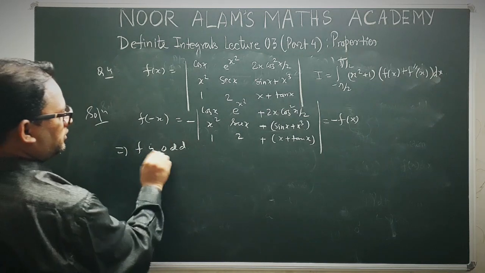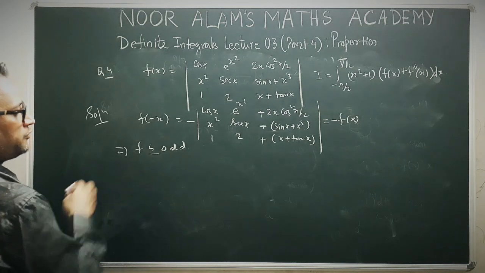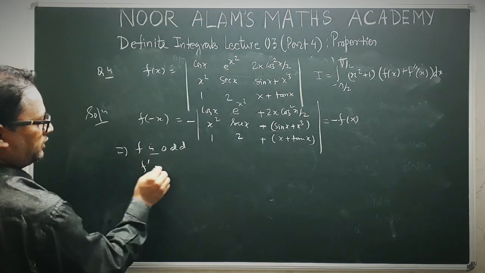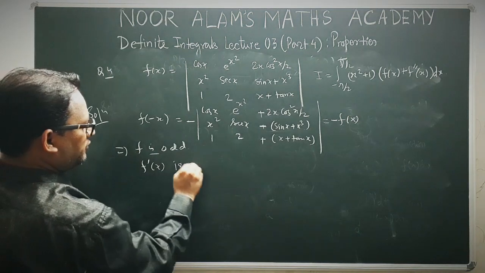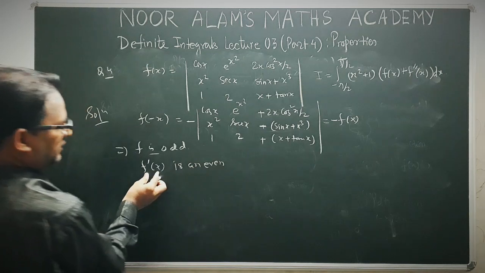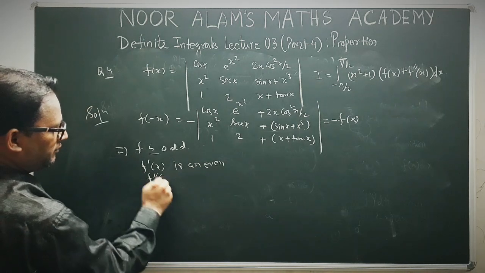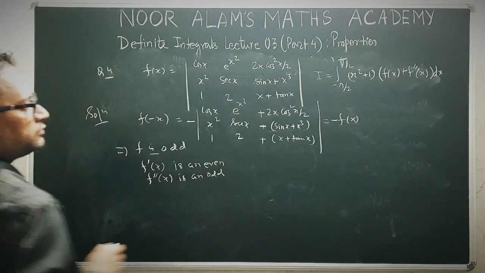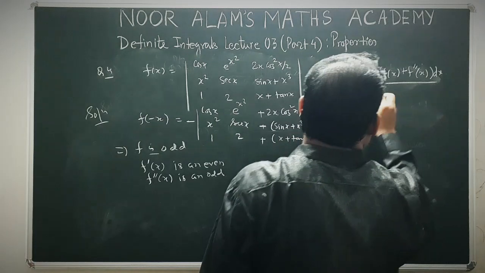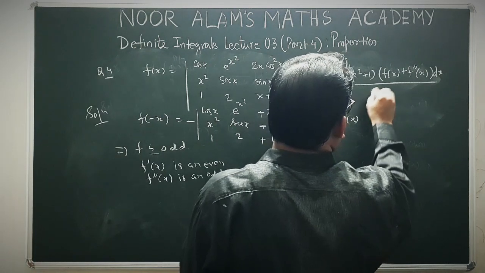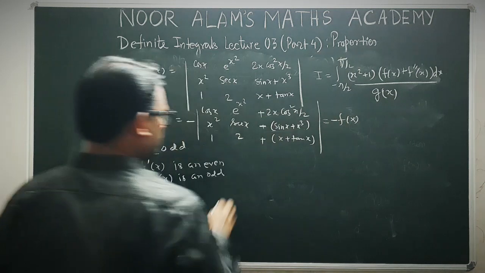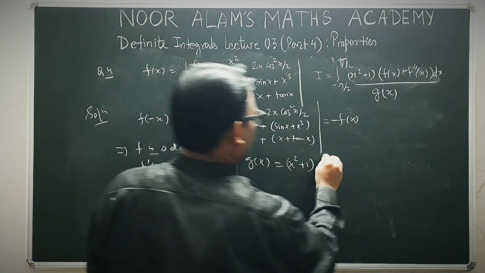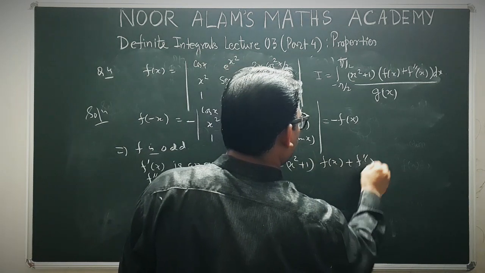So this implies that f is an odd function. Now since f is an odd function, we know from differential calculus that if any function is odd, then its derivative is even. So f dash x is an even function. And if f dash x is an even function, then its derivative f double dash x is an odd function. Now suppose we consider this function as g. So g of x is x square plus 1, times f of x plus f double dash x.